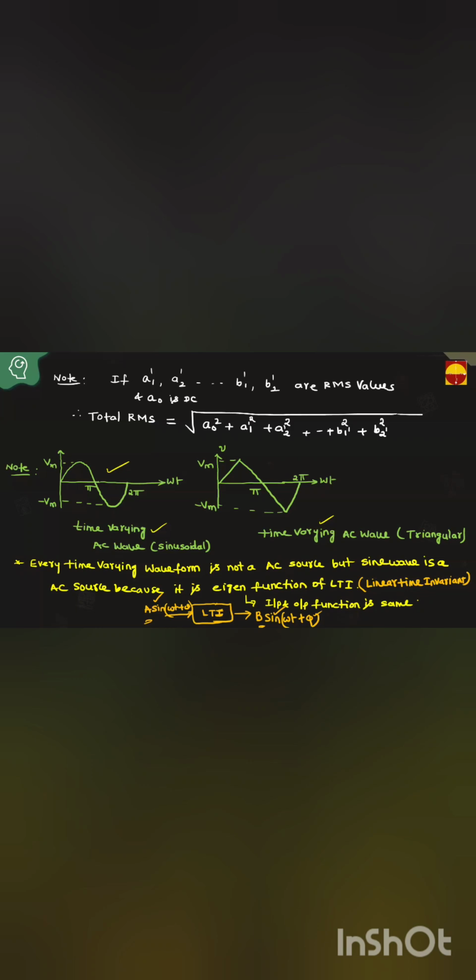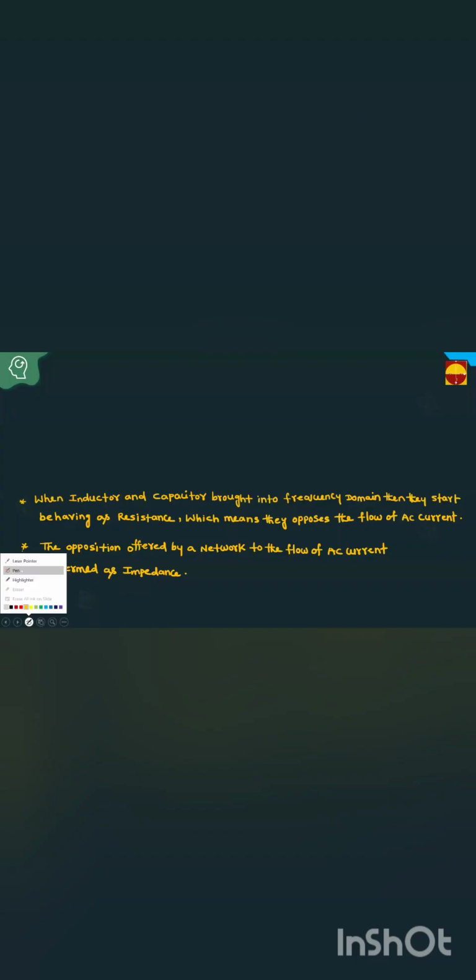Next, one more important observation, friends. All these are the fundamentals with respect to AC analysis. To simplify the calculations in AC analysis, or for easy analysis in AC, we have to convert different parameters into the frequency domain. This observation is also important.